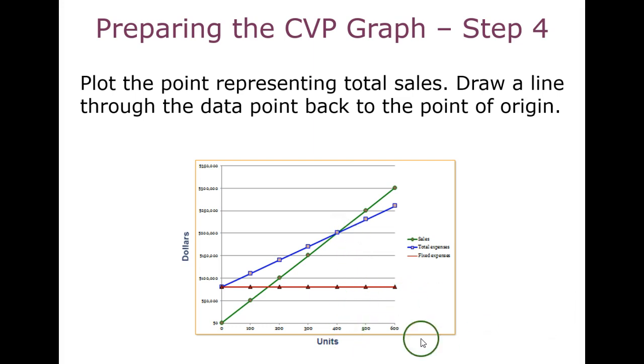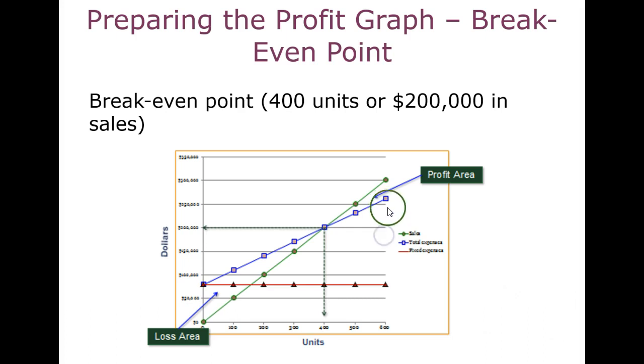But as we start to sell more units, then our profit increases between the total cost line and the total revenue line. Here's a little bit better explanation. This is your loss area. So as you sell more units, your loss gets smaller and smaller. It's the distance between these two lines. Here's your break-even point. Above that, you have your profit area.